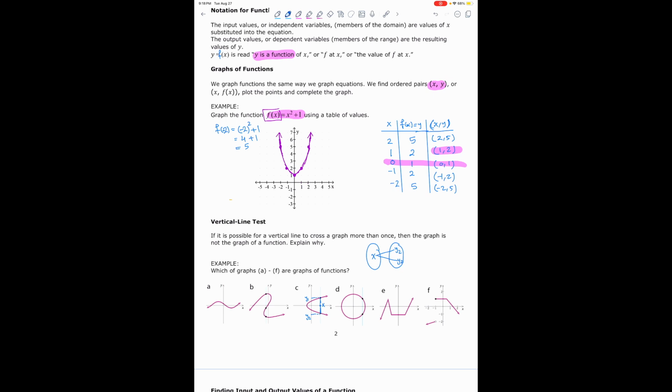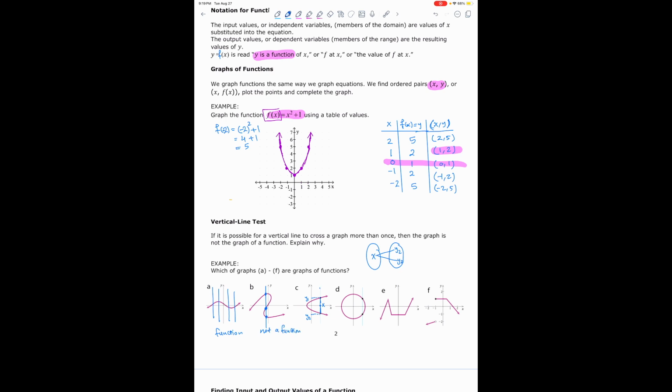So let's look at these graphs and see which one is a function and which one isn't. The first one, obviously, if you test it with the vertical line test, it is not possible for the vertical line to cross the graph more than once, so it is a function. The second one, I can test this point right here, and I can see that the graph is crossed 3 times, which means this is not a function.